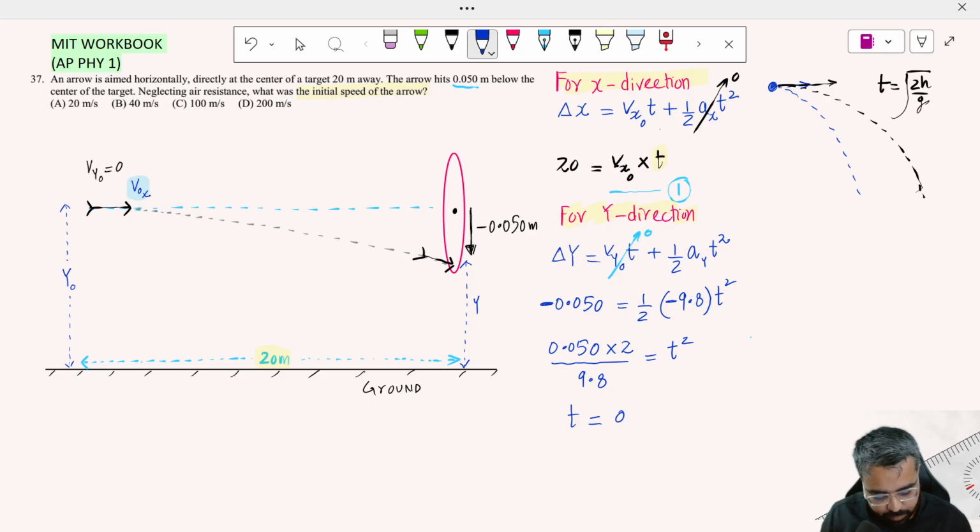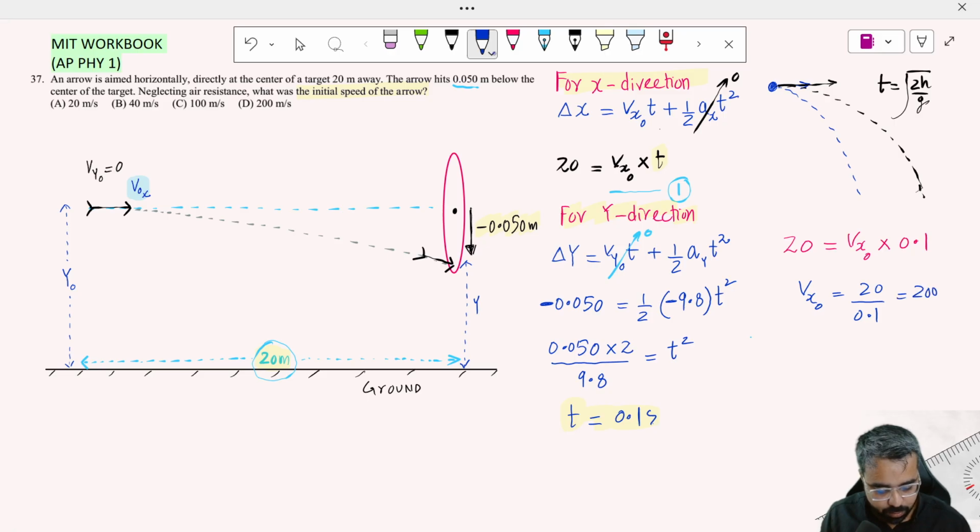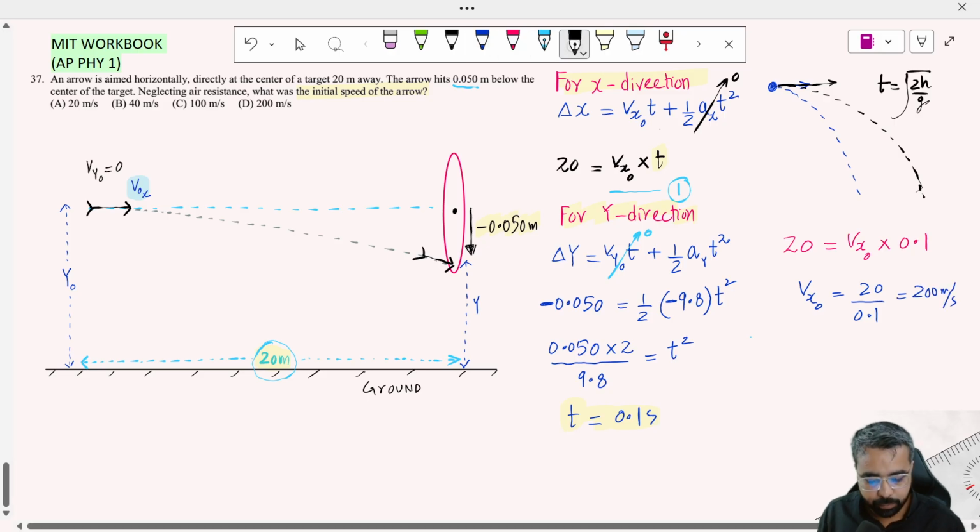So students, we get 0.1 second as the duration in which it covered this vertical displacement. And in the same time it covered a horizontal displacement of 20 meters. Now we are going to use equation 1: 20 equals initial velocity along the x-axis times the time taken, 0.1. So the initial velocity is 20 over 0.1, which is obviously 200 meters per second. If you throw with this speed, then it will cover this much.